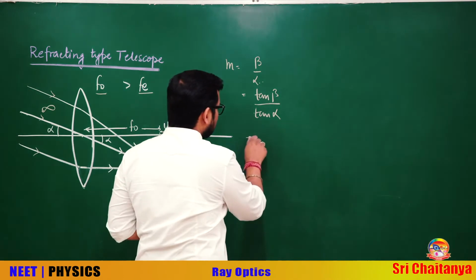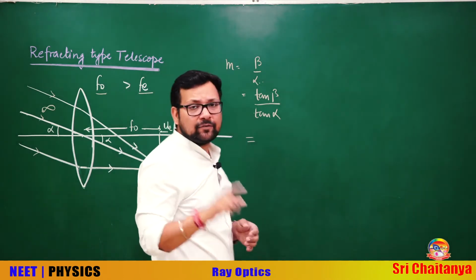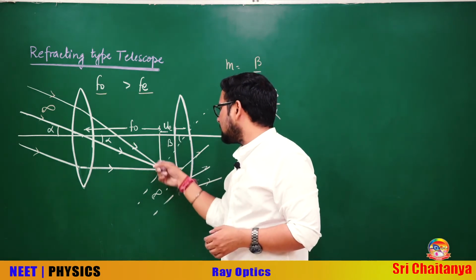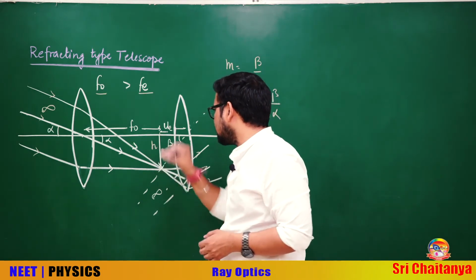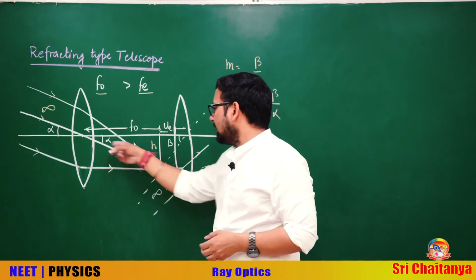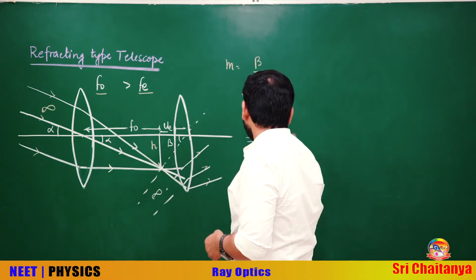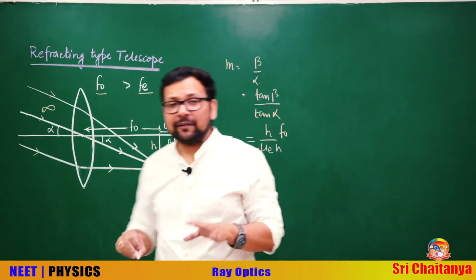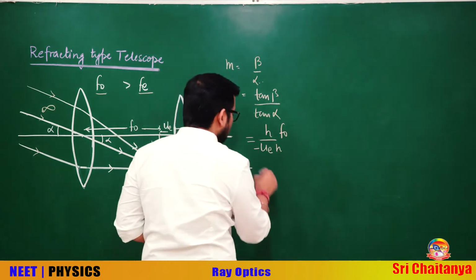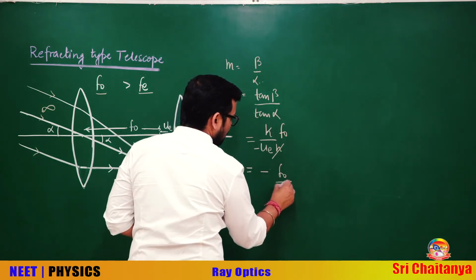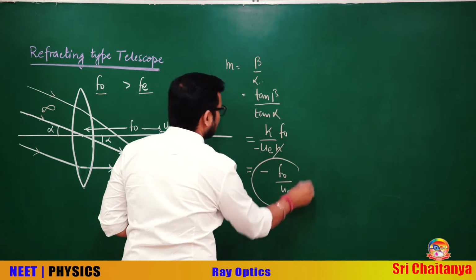So, what is tan beta? From the diagram we can check, this is beta. If we denote this by, say, h, then tan beta here is h by UE, and for this tan alpha will be h by f naught, and u is negative. So, the general magnification of the telescope is, cancelling these, f naught by UE. This is the magnification of the telescope.